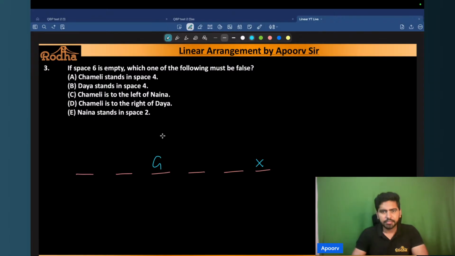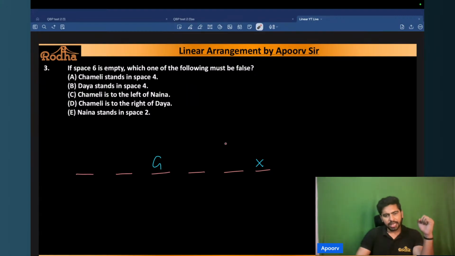Okay, let's see. So, if you observe this arrangement here, right? Can I say that one among these two, this space is empty, right? This space is definitely empty, right? Now, if you look at the options here, let's go one by one, right? Let's solve all the options one by one.